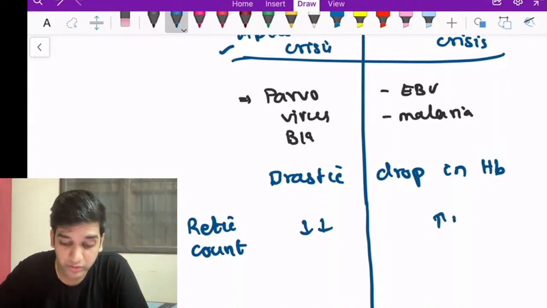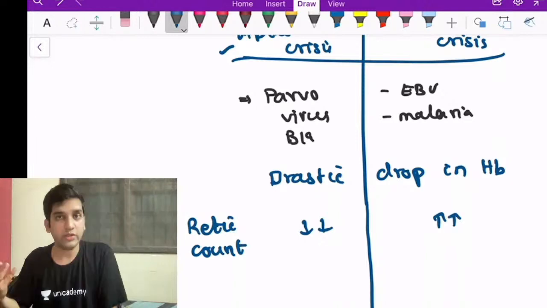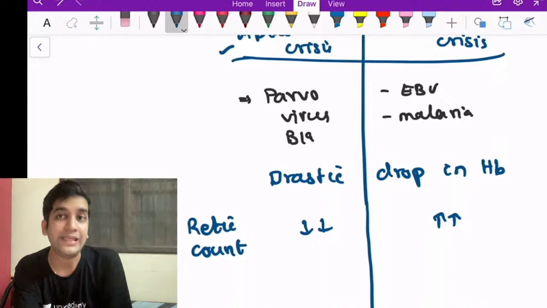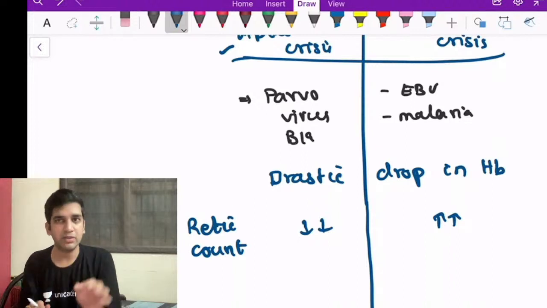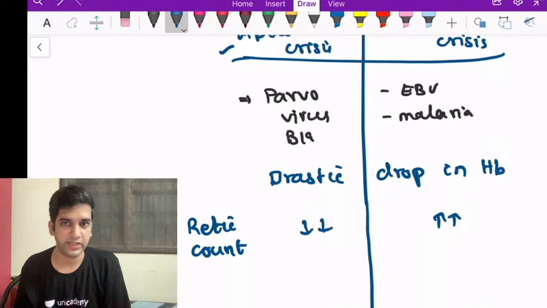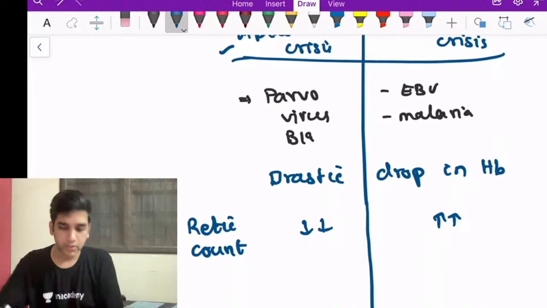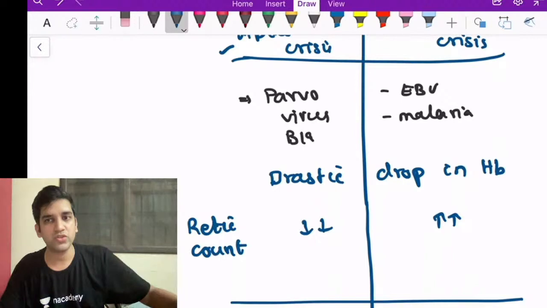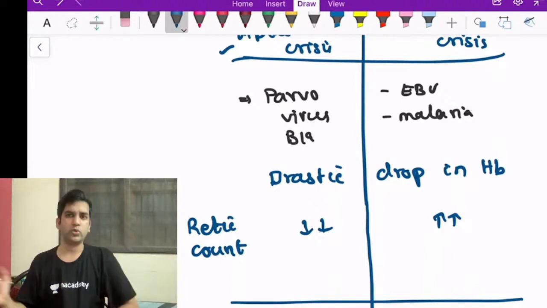Here it is hemolysis. The more the hemolysis, the more the response by the bone marrow, and I'm going to have an increased reticulocyte count, right? So that's what will happen in your hemolytic crisis. So with the help of a simple reticulocyte count, I can differentiate an aplastic crisis versus a hemolytic crisis, right? Great. Okay. So this can be seen in any hemolytic anemia. I can use this simple test of reticulocyte count to diagnose what type of crisis it is, right?